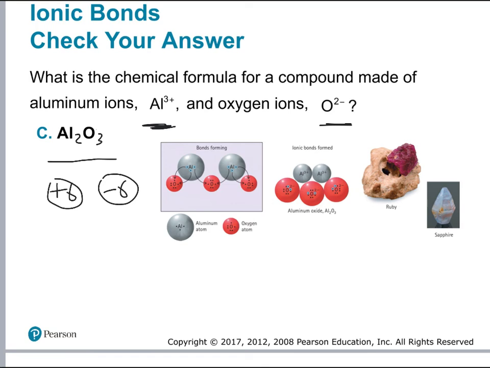And we can actually see the structure of this. We have an aluminum ion and an oxygen atom, and 2 aluminum ions are going to bond with 3 oxygen ions in the kind of structure that you can see here.